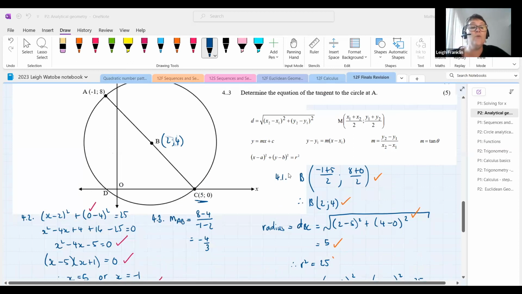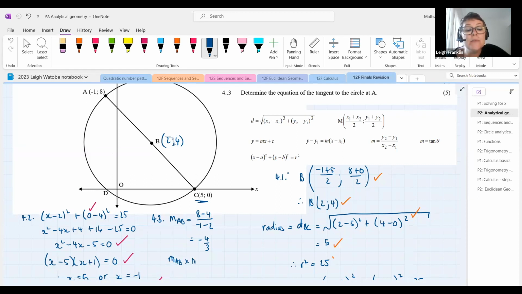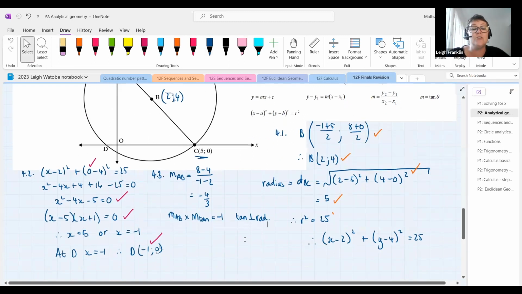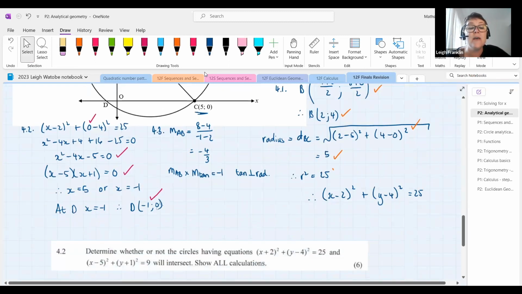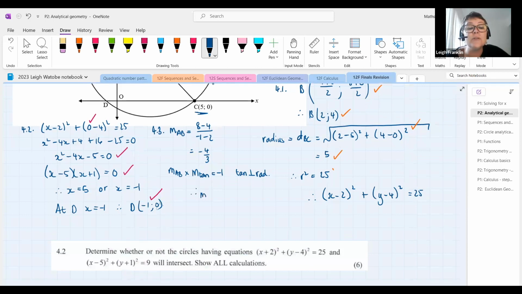Okay, lovely. All right, and now we need to say that the gradient of AB times the gradient of the tangent is going to be equal to -1. And we need to provide a reason for that. That is because the tangent is perpendicular to the radius, or the radius is perpendicular to the tangent. Okay, so that means that the gradient of our tangent is going to be the reciprocal, and then we have to change the sign. So it would have to be positive 3 over 4.